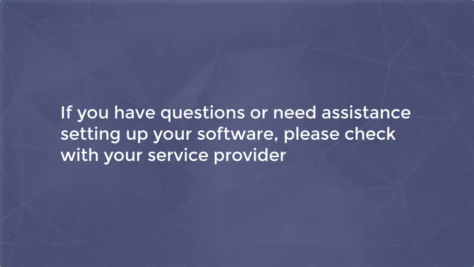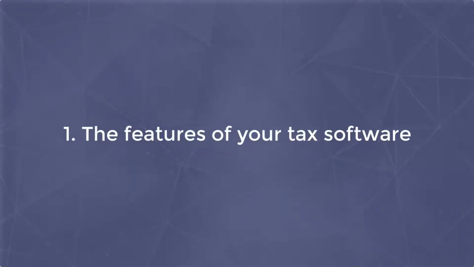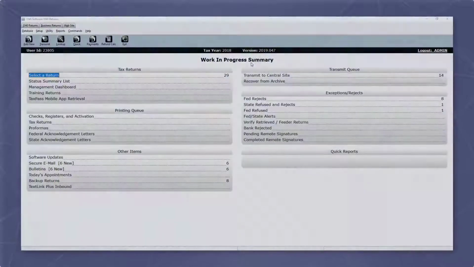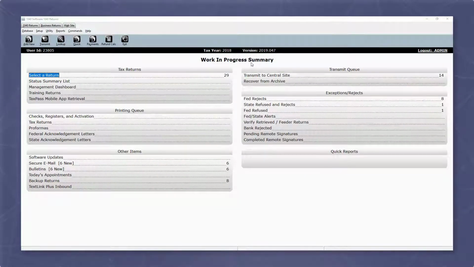Now, a great way to start is to go over some of the basic features and functionalities, so as they're being discussed later in the webcast, you'll know what it is that we're referencing. And we'll start with what's known as the Work in Progress Summary. This is your landing page. When you log into the program, this is the first place you'll come to.